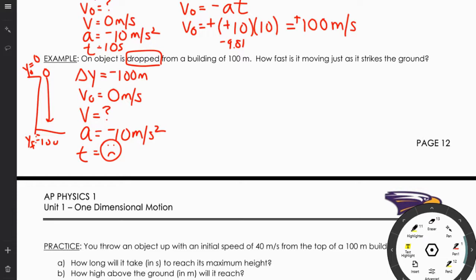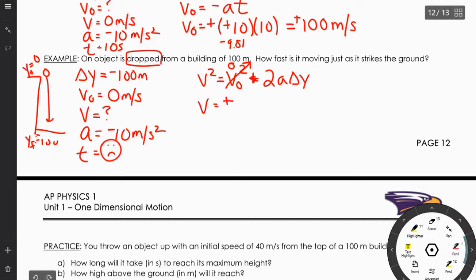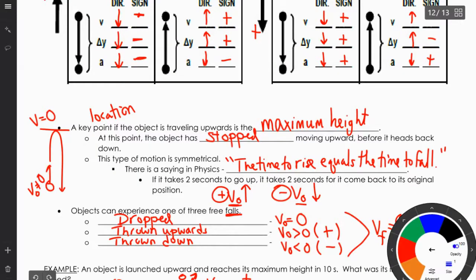So since we don't have time, there's only one equation that doesn't have time in it, and that's v squared equals v0 squared plus 2a delta y. And this v0 is 0. And again, with this equation, you have to take the square root. But one thing to note, remember when you take the square root, it's actually plus or minus. And we know that because we're heading down.